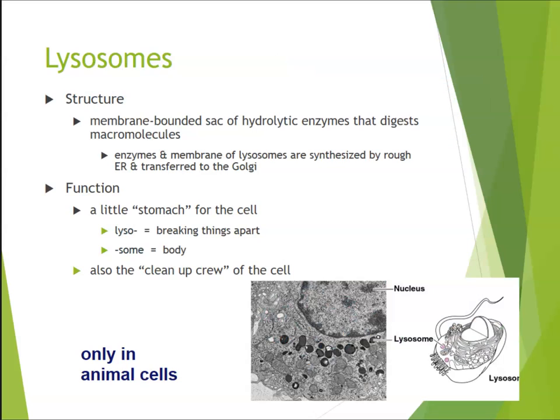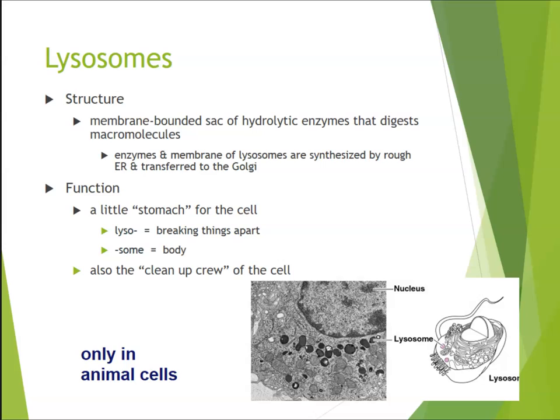Another component of the endomembrane system are lysosomes. Lysosomes are membrane-bound sacs filled with hydrolytic enzymes that digest macromolecules. So these are very important in the process of hydrolysis, right? How we break our macromolecules into its individual monomers. So they're like a little stomach for the cell. Lysosome means to break things apart.